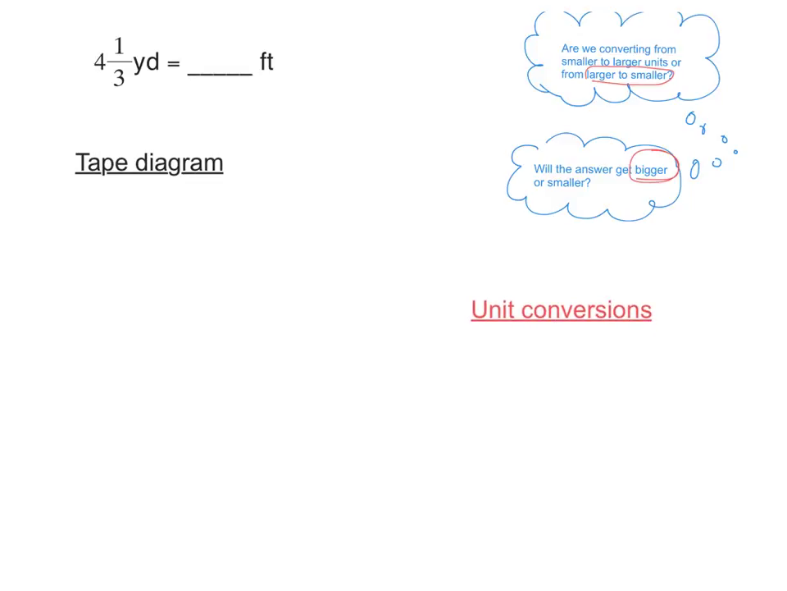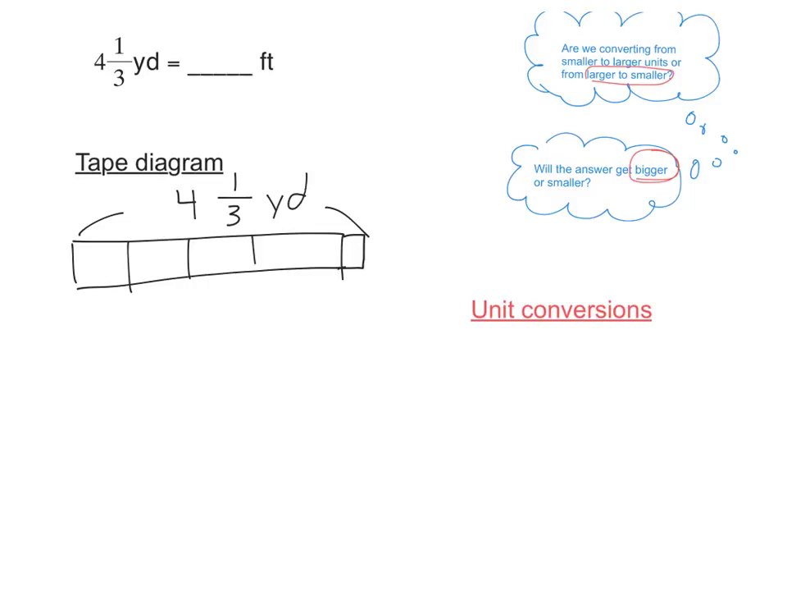Now, today one difference from lesson 19 is not only are we going to use unit conversions to help us solve it, we're going to learn how to draw tape diagrams. So label on your paper, tape diagram. Now, to draw a tape diagram, I need a piece of tape. I am going to draw 4 1/3 yards. Okay, so that's my whole piece. I'm going to divide it into 4 pieces, and then I have another third here. I'm going to label the whole thing 4 1/3 yards.